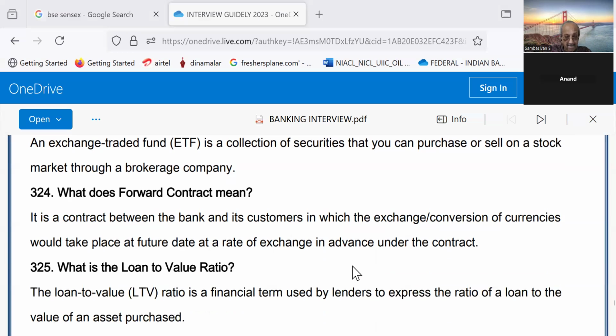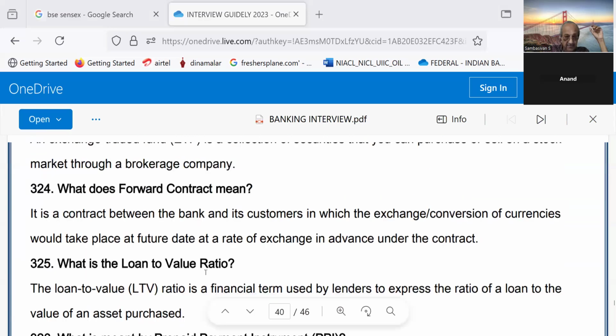What does forward contract mean? It is a contract between the bank and its customer in which the exchange or conversion of currencies would take place at a future date at the rate of exchange fixed in advance under the contract.